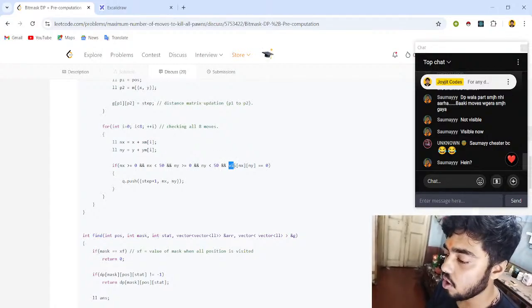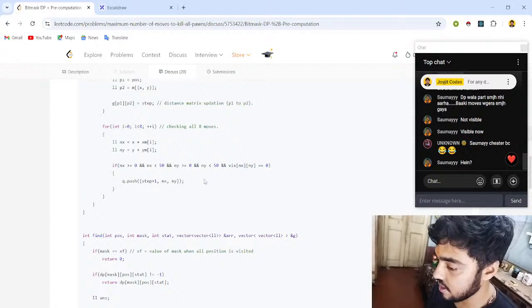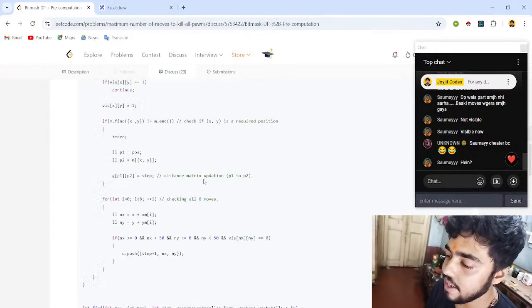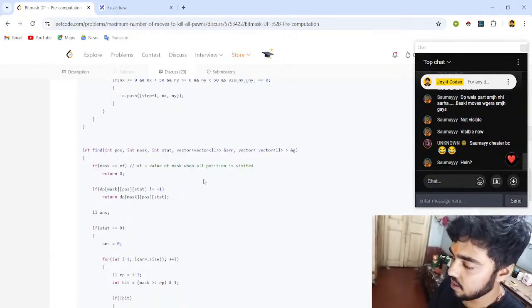And if that position is not visited, then only he can visit it. So basically he visits it. So this is what this find thing is. This find thing is basically the recursive approach.